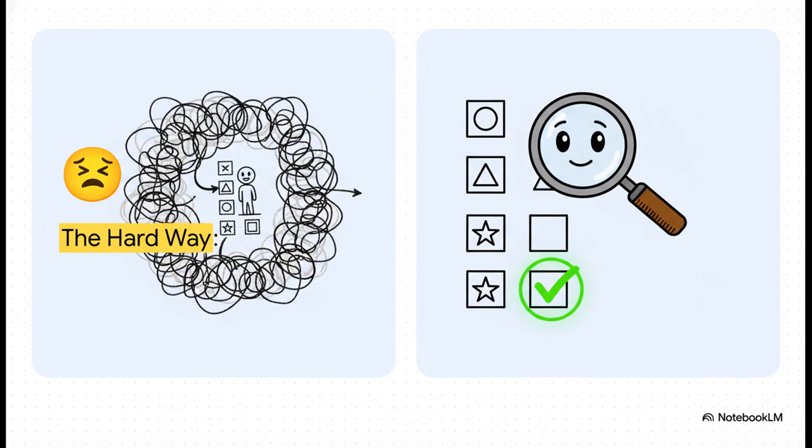Look, the hard way involves writing a whole complicated loop to go through every single thing. But the Python way, it's beautiful. You just ask in plain English, is the letter D in this list? Python handles all the hard work and just comes back instantly with True. It's so readable and so efficient.